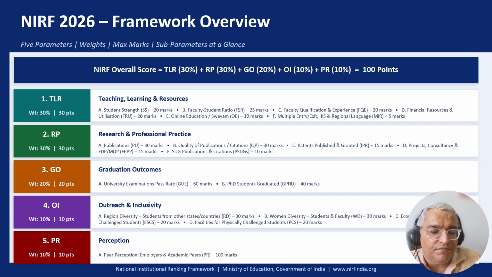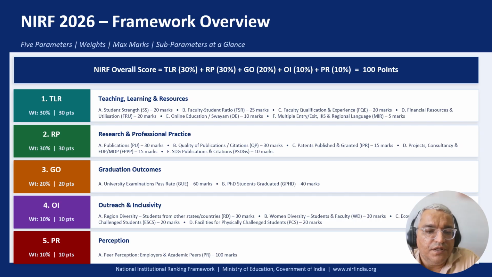We can see here the NIRF overall score consists of TLR, which is teaching learning resources, which carries 30% of the total weightage, or 30 points. The RP, which is research and professional practice, carries 30% of the total weightage. The graduate outcomes carries 20% of the total weightage. Then outreach and inclusivity carries 10% of the total NIRF weightage, and perception is 10%.